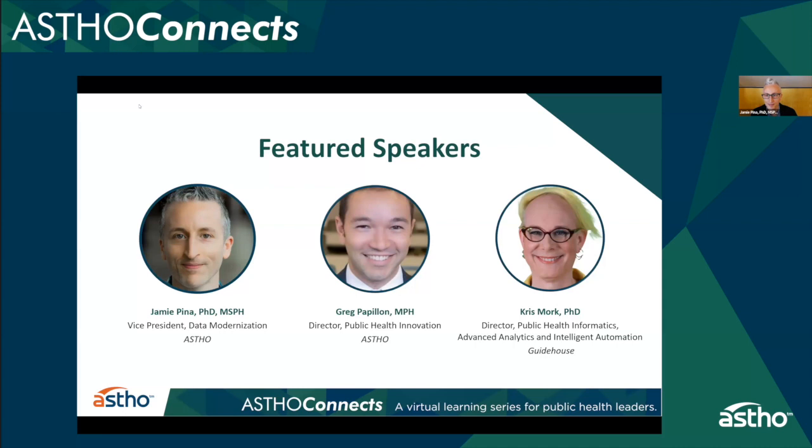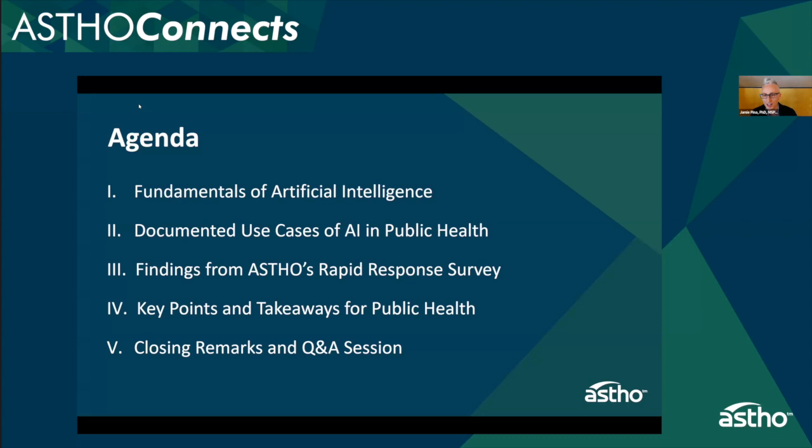I'd like to share today's agenda. First, we're going to cover some of the fundamentals of artificial intelligence. And then we're going to discuss some of the documented use cases of AI in public health. Then we're going to review some findings from ASTHO's rapid response survey about artificial intelligence. We'll discuss some key points and takeaways for public health. And finally, we'll share some closing remarks and give you, the audience members, an opportunity to ask us questions.